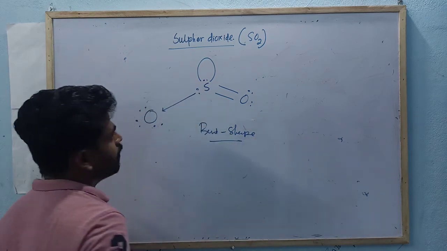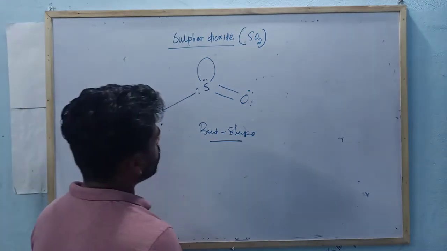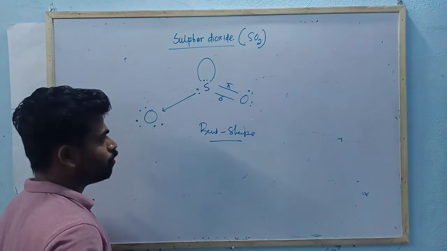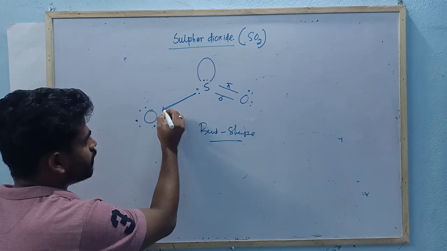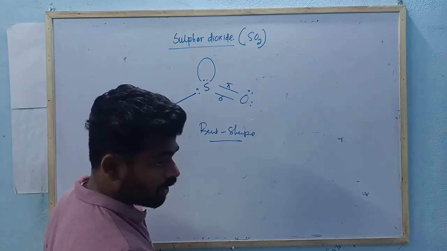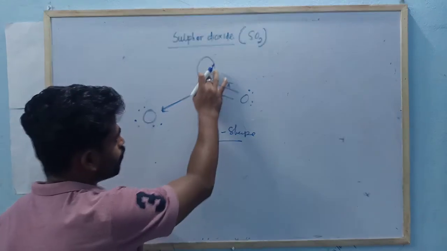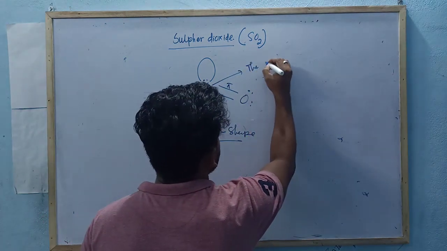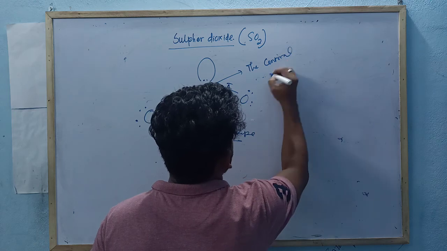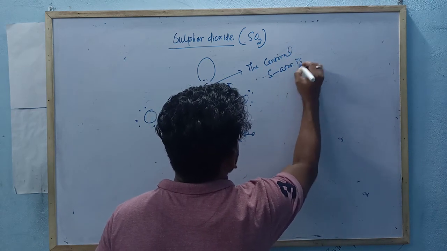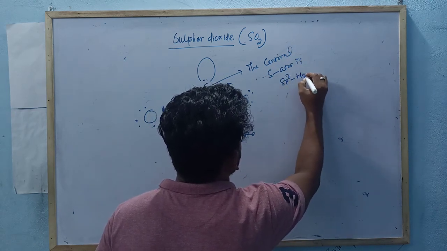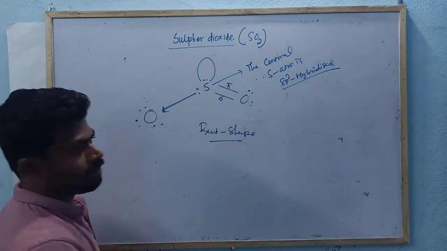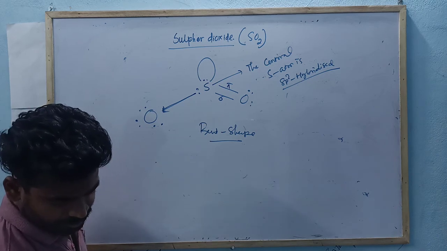And what is the type of hybridization of sulfur? If you forget this pi bond, this one is sigma, including the lone pair, and there is a coordinate bond. This is also called a coordinate covalent bond. So the central sulfur atom is sp2 hybridized.